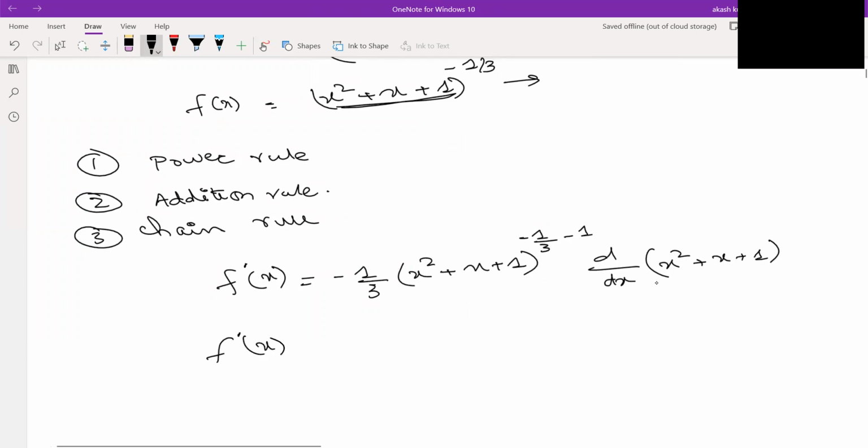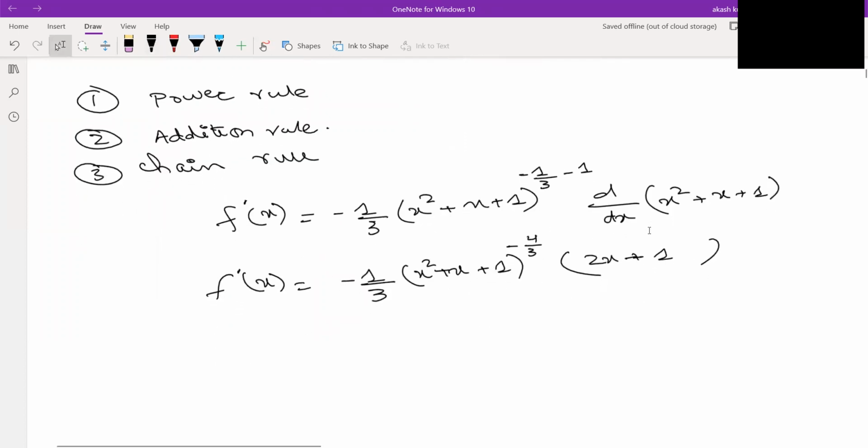So f dash of x equals minus 1 over 3. It will be 2x. x squared plus x, and what would be the power? Minus 4 over 3. And the derivative of the inner function is 2x. Derivative of x squared is 2x, plus the 1. Now we just have taken the derivative and have just simplified it.